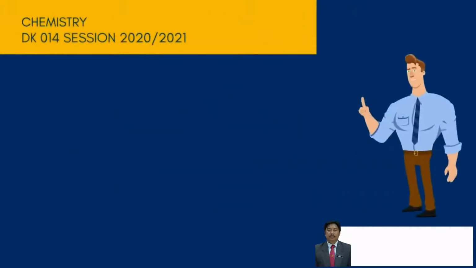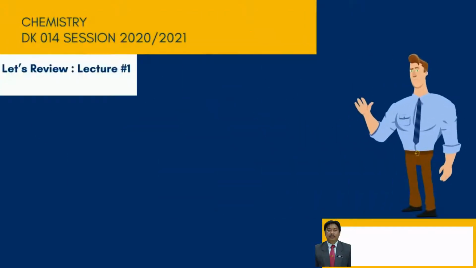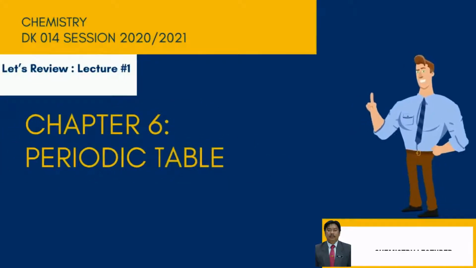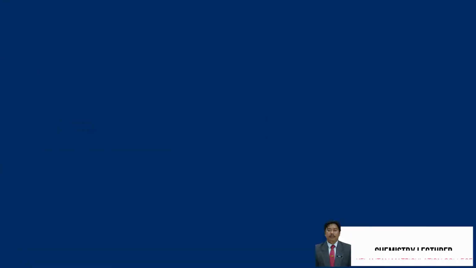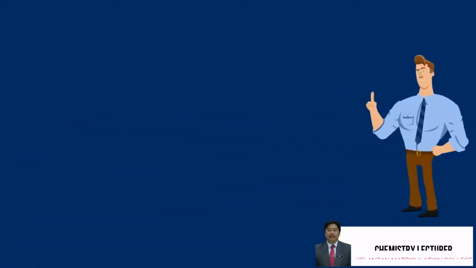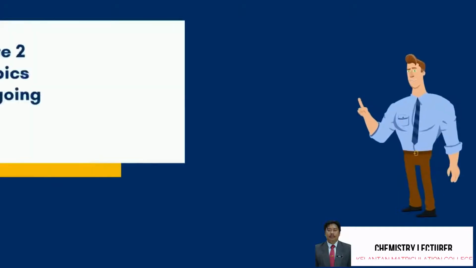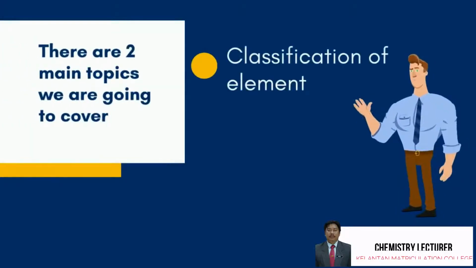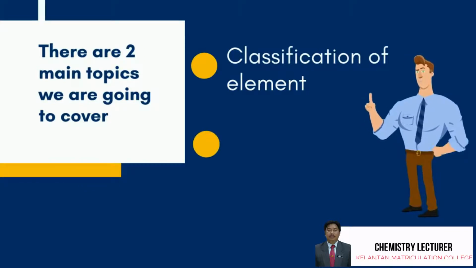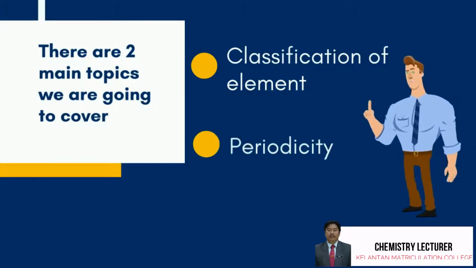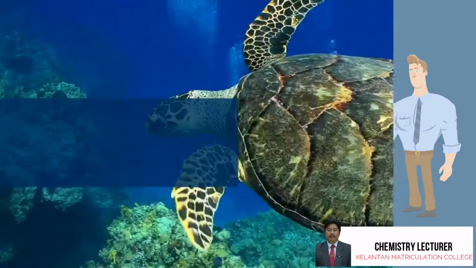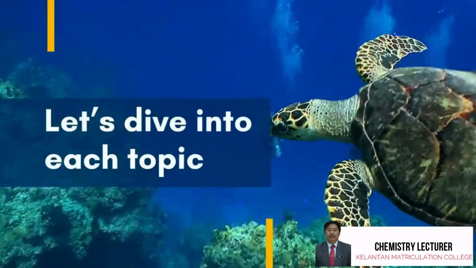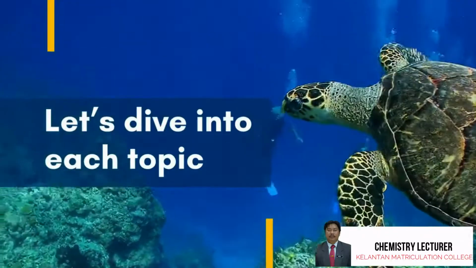Hello guys, for today's lesson, we are going to a new chapter, which is chapter 6. Chapter 6 is the periodic table. We are going to cover two main topics: classification of elements and periodicity. Okay guys, let's dive into each topic.